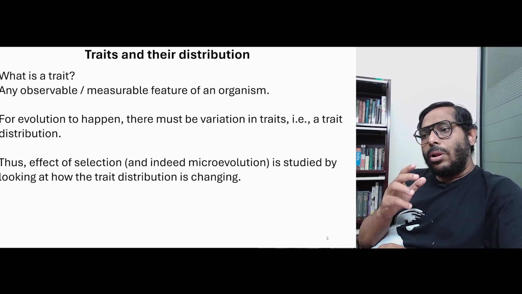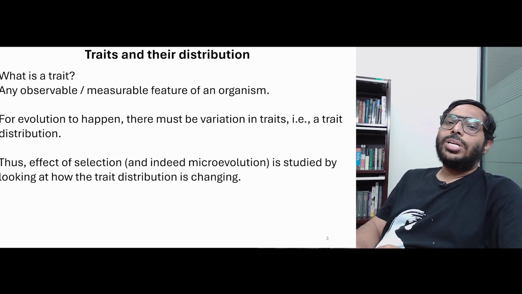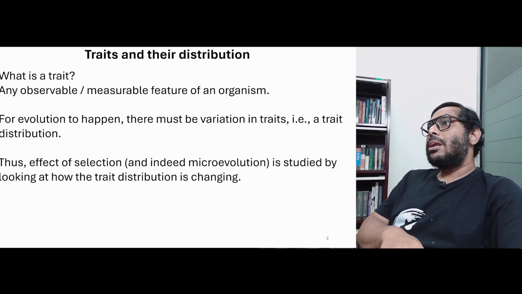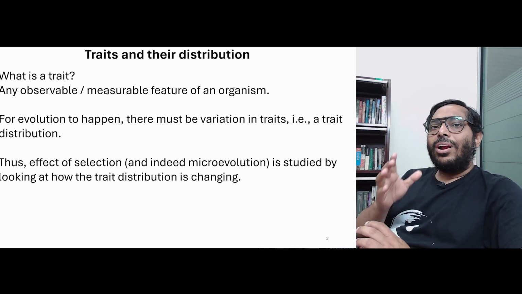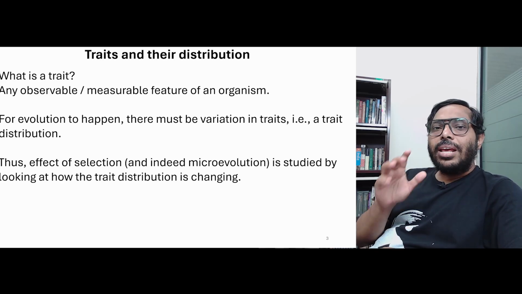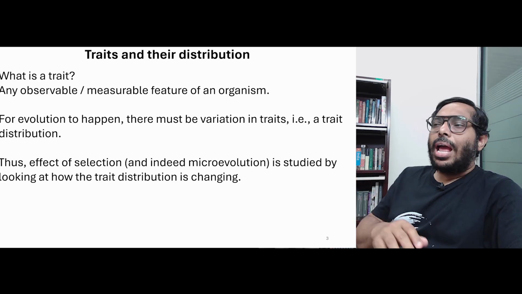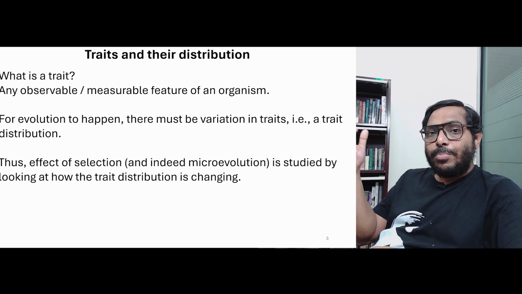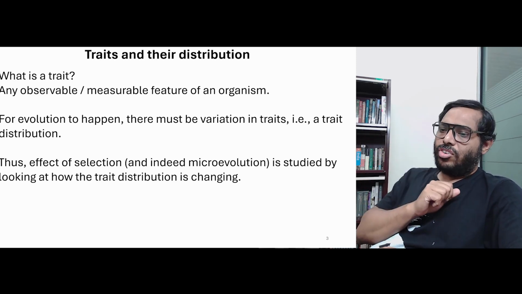And the whole point of looking at the effect of selection or microevolution is essentially looking at how this trait distribution is changing. Now, why am I making this point so clearly? The reason is that normally we think of evolution in terms of the entire organism. However, when you are studying evolution, it's very difficult to look at every feature of the organism together. And therefore, one of the things that Darwin did, since he was coming from his experience in breeding, was to put the focus on looking at the trait and its distribution.